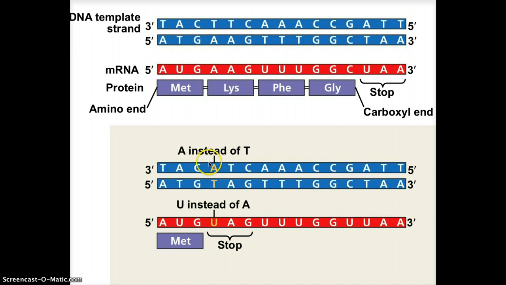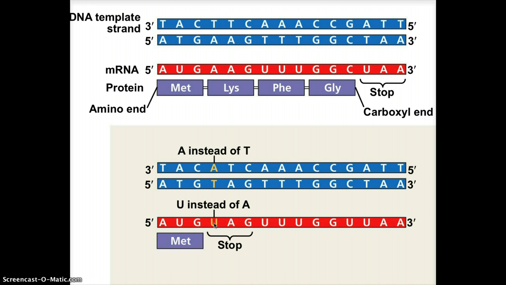So for this example, we have an A added here instead of a T during replication. And so when we look at the complementary DNA strand, we have a T here. Okay, so we've got our mutation here in yellow. And then that template strand is red during transcription. And so if we look at the complementary mRNA nucleotide to A, we get U.